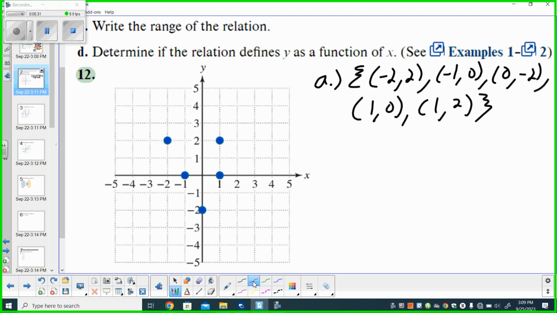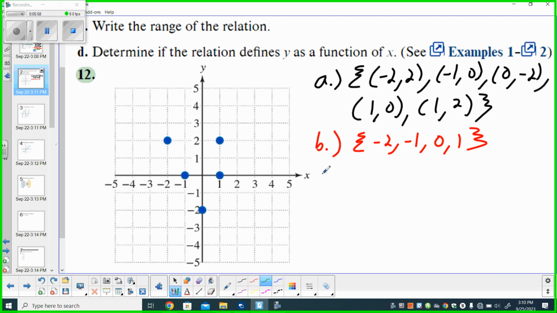The next part is listing the domain, just like the range. You want to go from least to greatest and do not want to repeat any numbers. So your domain here, your first x that got used was at -2, then -1, then at 0, and then at 1. At the x value 1, there were actually 2 of them, but I'm only going to write it one time and then complete the set.